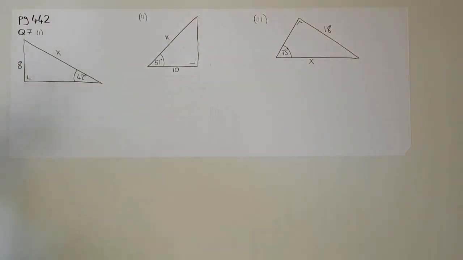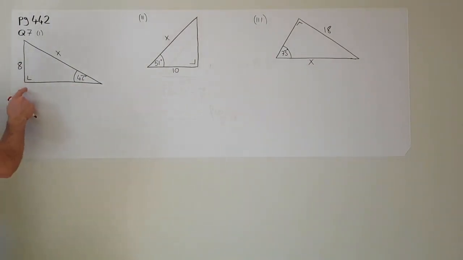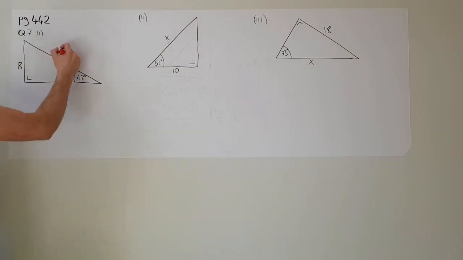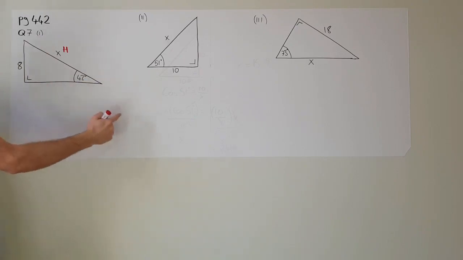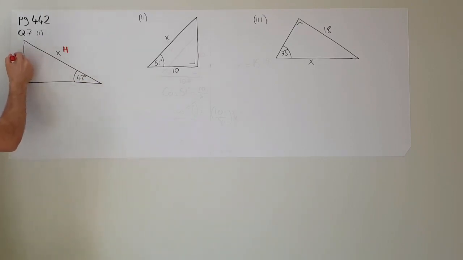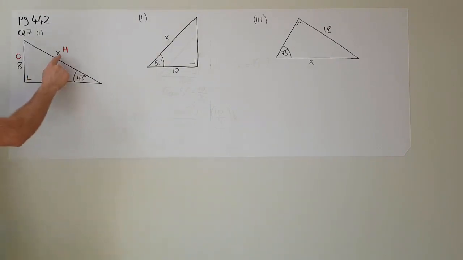First things first, you want to label your sides. The side opposite your 90 degree angle is always your hypotenuse. Look at your angle in question, your 42 degrees; the side opposite is O, and then you've got your adjacent. With our 3 sides labelled, which ones are we dealing with? x is the unknown, the one we want to find. We have 8, and we don't know what our adjacent side is. So we have O, and we want to find H.